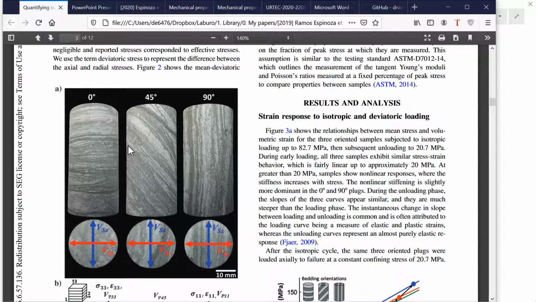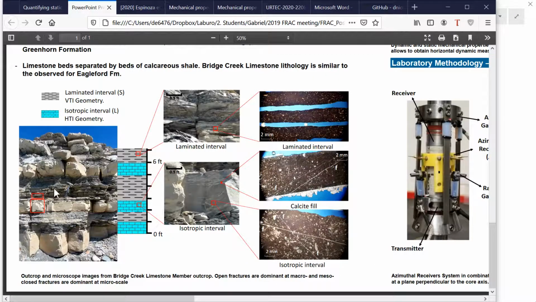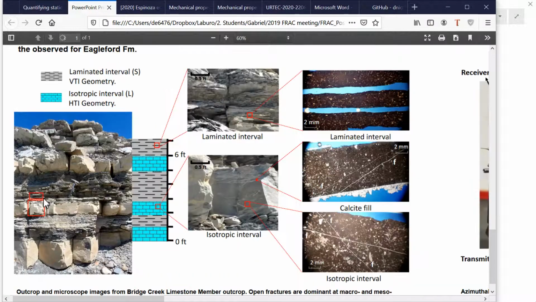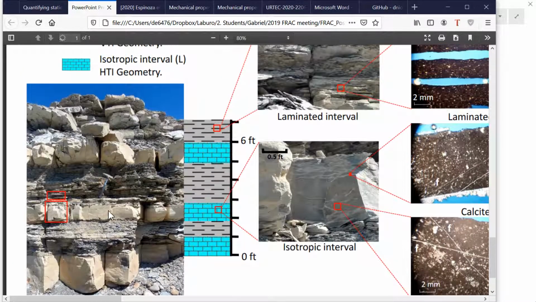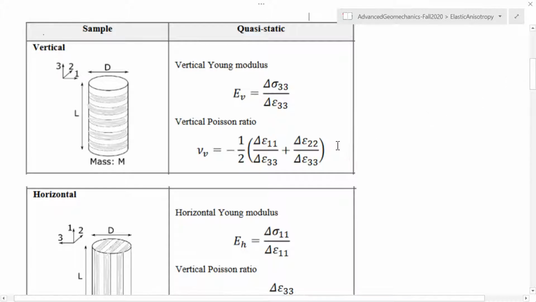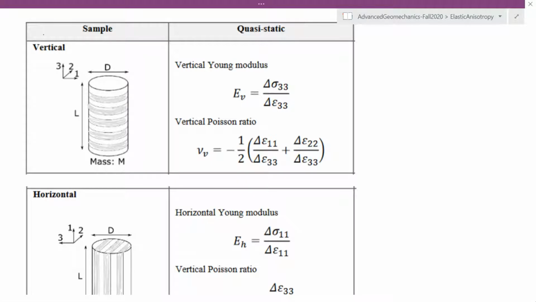And even if you go to larger scales, like for example in sequences of rock, you can also see that packages or sequences of rocks can also exhibit this type of layering that is going to result in something that resembles a vertical transverse isotropy. Okay, since we have already motivated this discussion, let's see now how we measure these elastic properties.